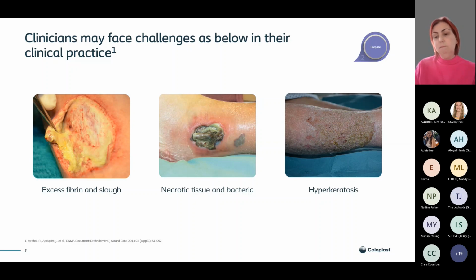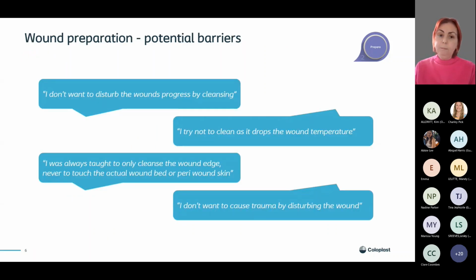And that image on the right hand of the screen shows a patient's leg with some significant hyperkeratosis, so that excessive build-up of keratin and dry skin on the patient's leg. And again, any treatments that we use on this kind of skin, whether it be very close to the wound edge or on the peri-wound or surrounding skin, is going to be, again, a potential barrier for that wound to progress to where we need it to be. So we need to look at all of these individual challenges that are really common in the patients that we face on a day-to-day basis.